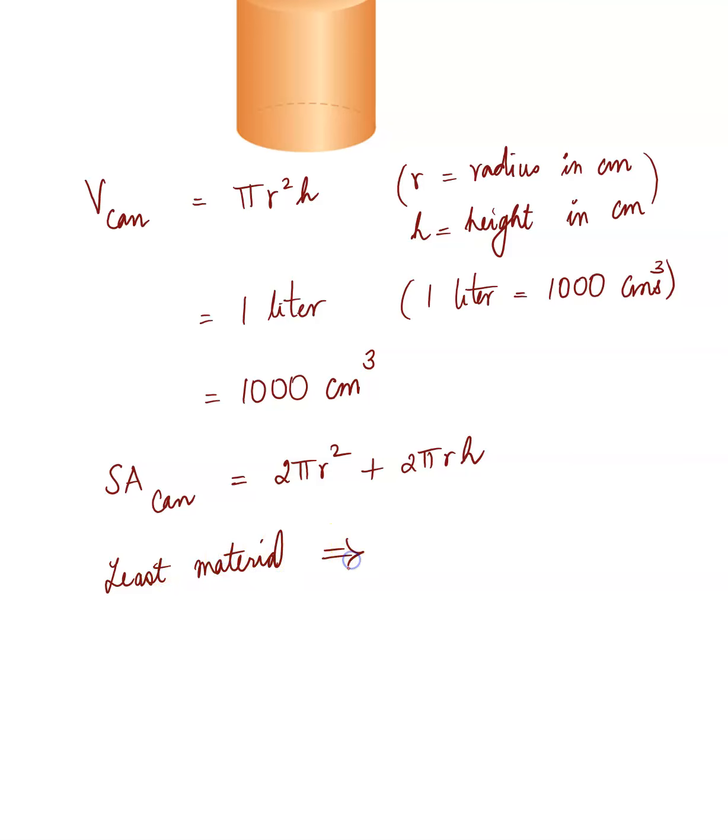Least material implies that we're looking for the smallest possible total surface area. That makes sense, doesn't it? So in order to help us focus on surface area, we're going to use the volume of the can within it. And I'll tell you why.